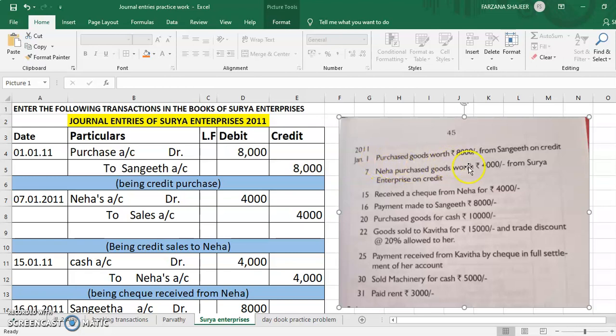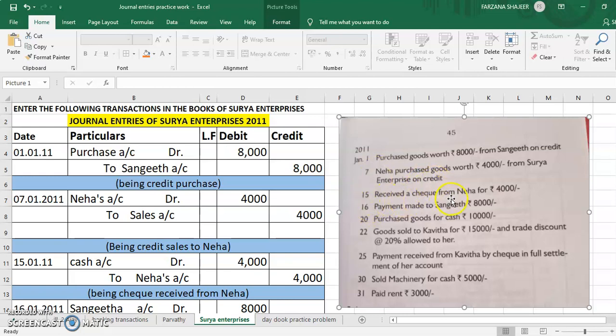Purchase goods worth rupees 8,000 from Sangeet on credit, January 1, 2011. Remember, we are going to record the transactions in the books of Surya Enterprises. That is the first sentence in the question, after which comes these sentences. The second transaction is on January 7. Neha purchased goods worth rupees 4,000 from Surya Enterprise on credit.